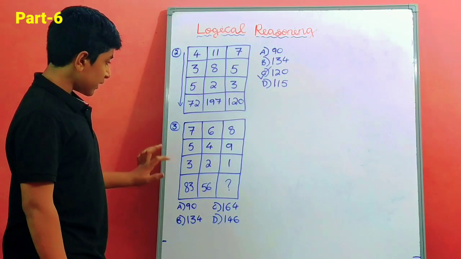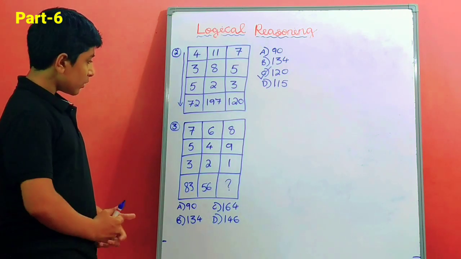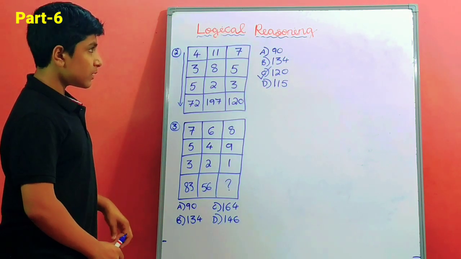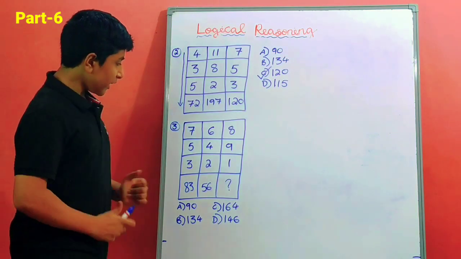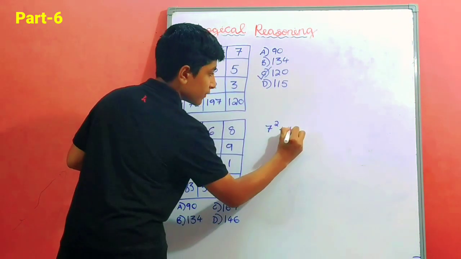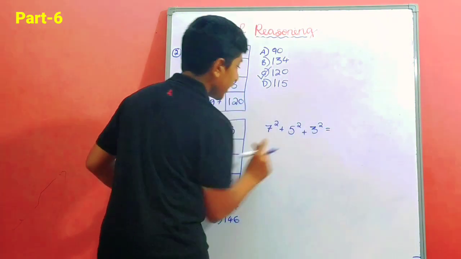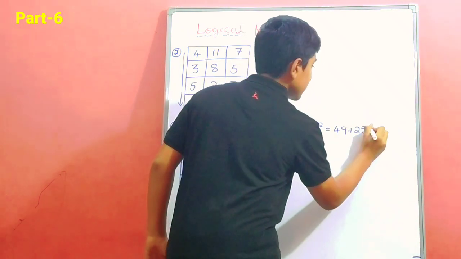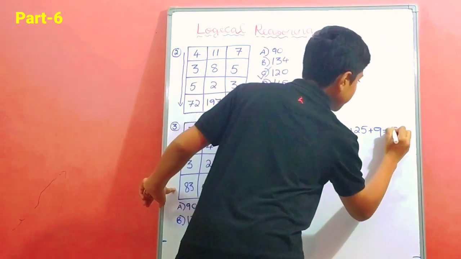7, 5 and 3. 7 times 5 times 3 will be 105, which is not close to 83. So we can try 7 plus 5 plus 3, which will give us 15, which is not close to 83. So we can try 7 square plus 5 square plus 3 square. 7 square is 49, 5 square is 25, 3 square is 9, which will give us 83.